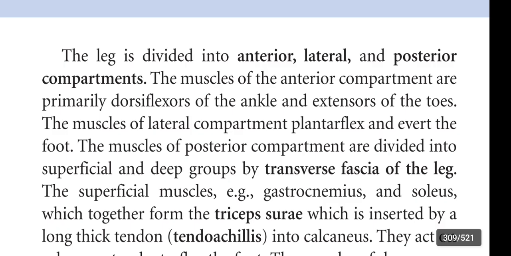Plantar flex and evert the foot. This lateral compartment muscle causes the plantar flex and evert the foot.